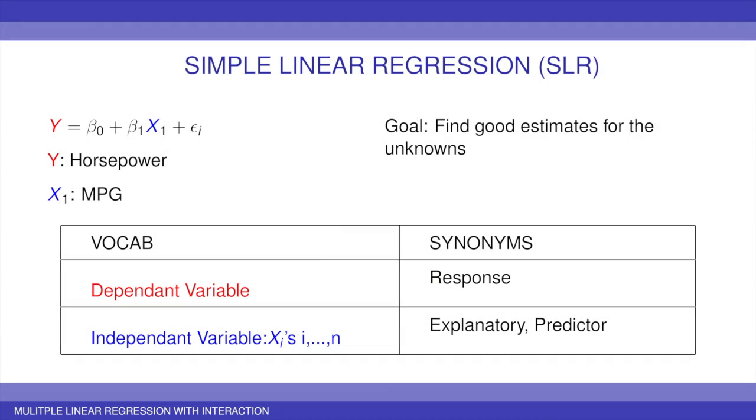A simple linear regression model uses one independent variable x to predict the response or dependent variable y. Suppose we want to determine the horsepower of a set of vehicles, and the only information we have available are the miles per gallon, or mpg, for each car. Using simple linear regression, we can set up horsepower as a linear function of mpg. Our goal is to find good estimates for the betas, which are the unknowns. x1, on the other hand, represents our known values for mpg, which can be obtained from the dataset.